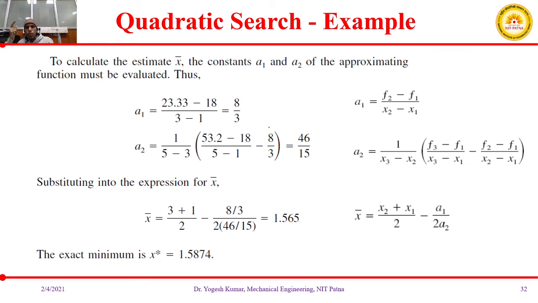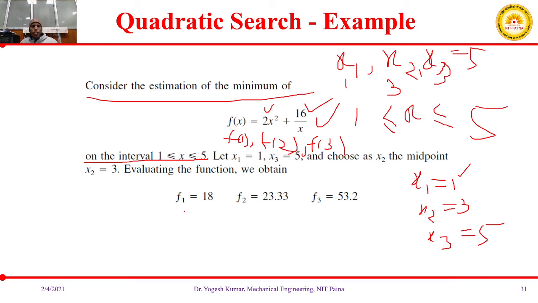Under quadratic approximation, our next step will be to calculate the constants a0, a1, and a2. What is the value of a0? a0 is f1. So we can write a0 equal to 80, because we have calculated the value of the function at x equal to 1. It is equal to 80.